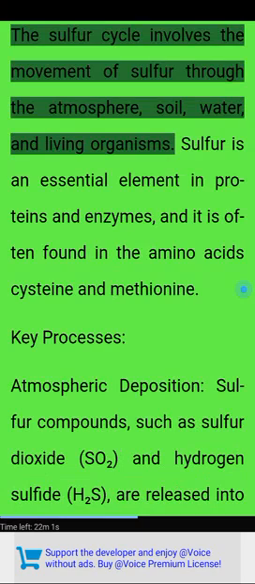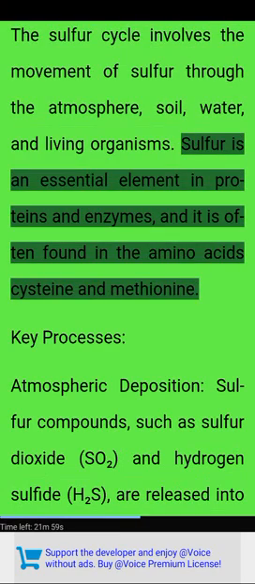4. The sulfur cycle. The sulfur cycle involves the movement of sulfur through the atmosphere, soil, water, and living organisms. Sulfur is an essential element in proteins and enzymes, and it is often found in the amino acids cysteine and methionine. Key processes.